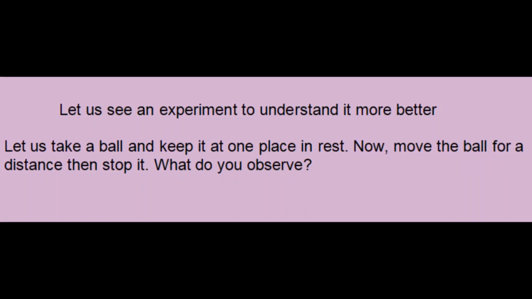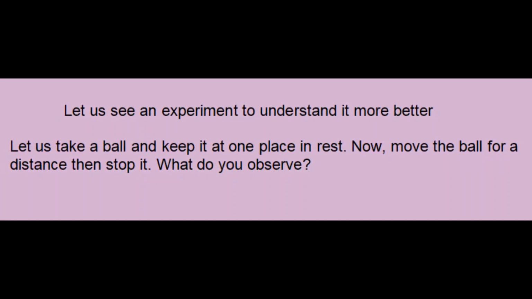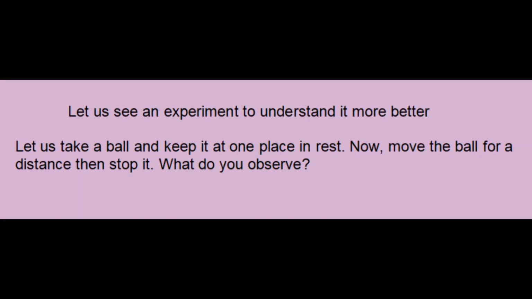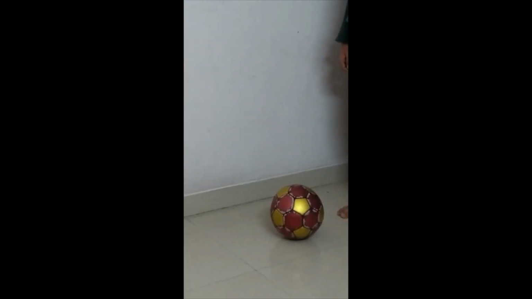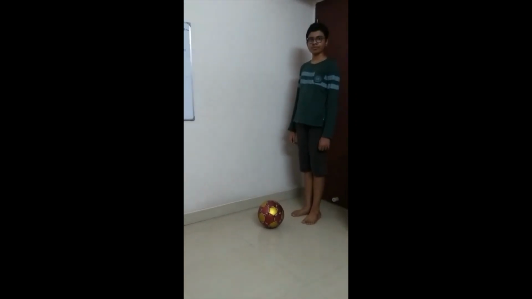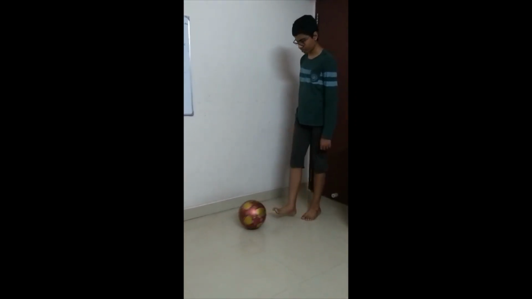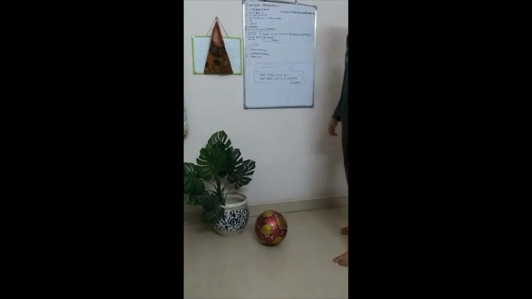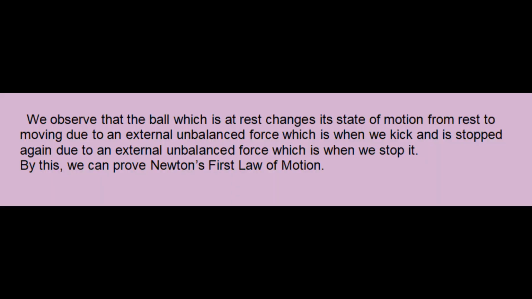Let us take a ball and keep it at one place, at rest. Now move the ball for a distance, then stop it. What do you observe? We observe that the ball which is at rest changes its state of motion from rest to moving due to an external unbalanced force, which is when we kick, and is stopped again due to an external unbalanced force, which is when we stop it. By this, we can prove Newton's first law of motion.